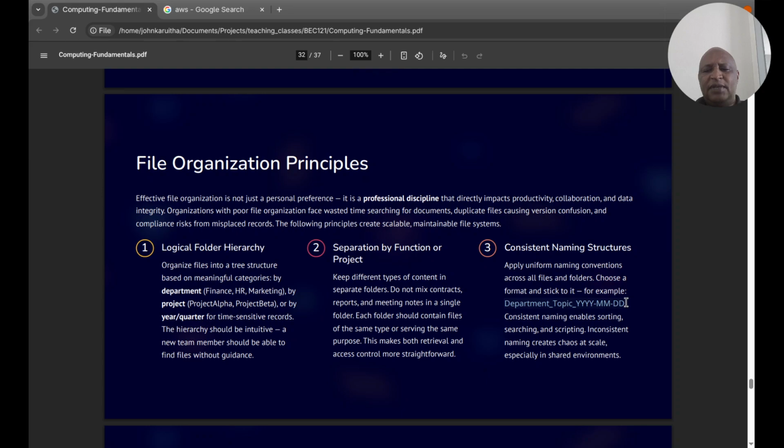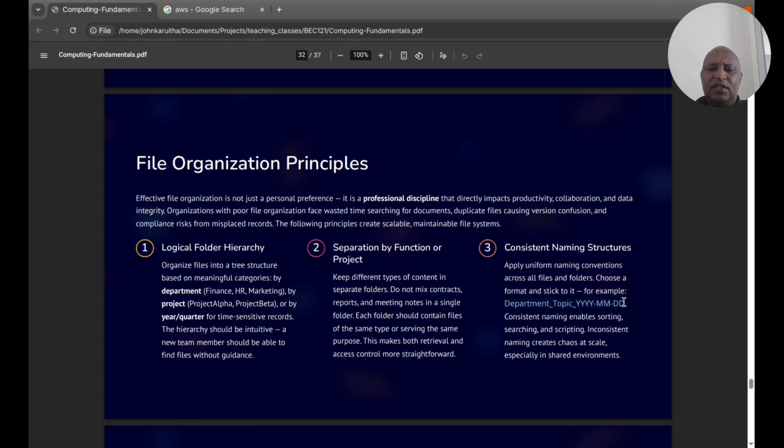A good example is what we have here. You can have a department, topic, and then the year, the month, the date. For example, in your case, you could have classes. Inside that you have year 1. Inside year 1 you have semester 1 and semester 2. Inside semester 1 you have all the courses you did in semester 1. Inside semester 2 you have a folder for all the courses you did in semester 2.